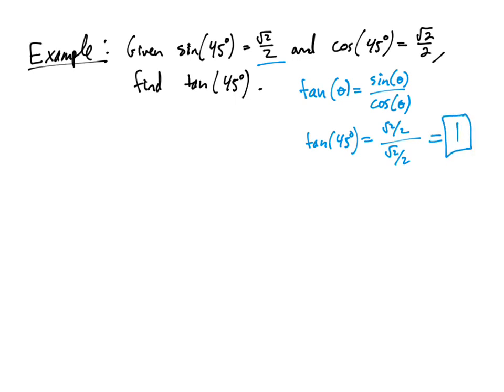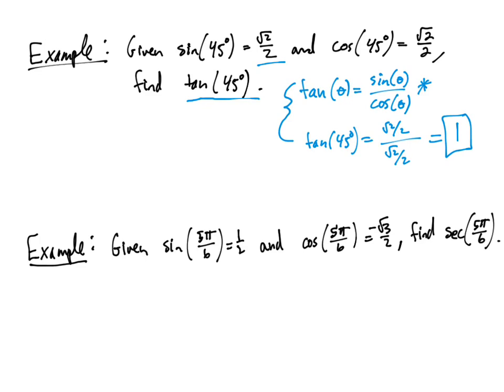Now, we could have just seen this on the unit circle, tangent of 45. 45 degrees is one of the values on the unit circle, so if we think about the unit circle, we should know that tangent of 45 is equal to 1, but this is just illustrating another way to find this value, and an instance where it's useful to know this identity right here.